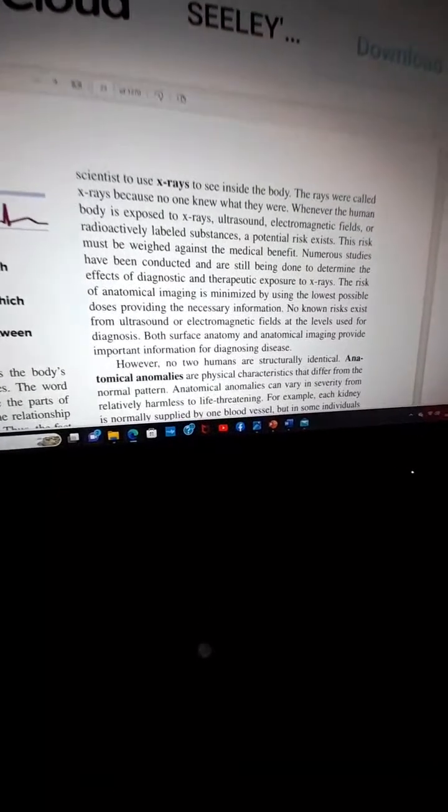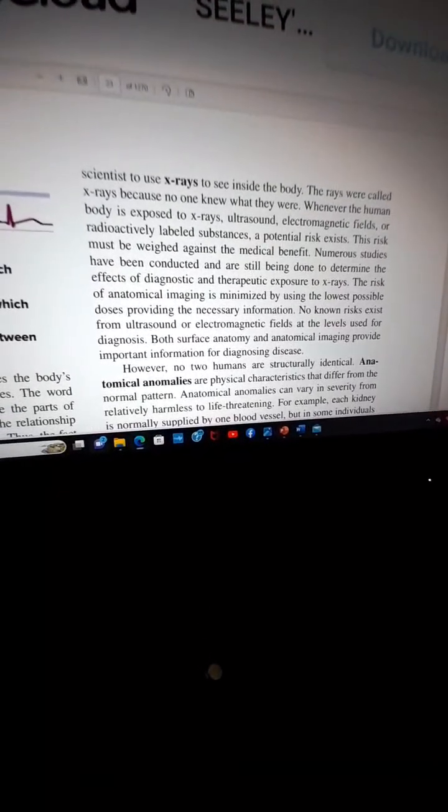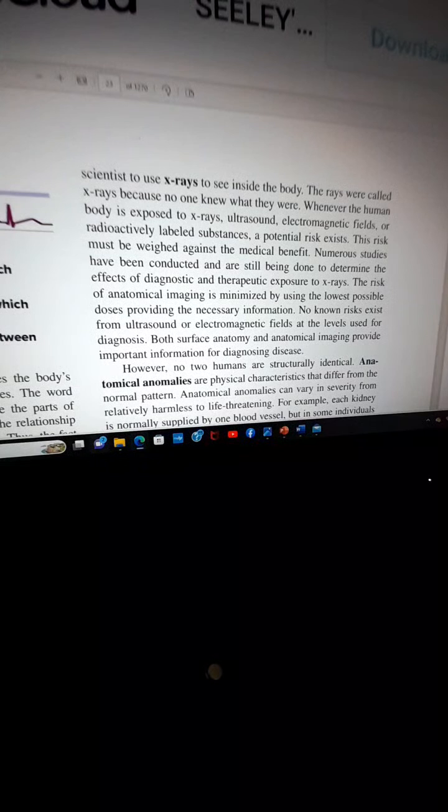He became the first scientist to use X-rays to see inside the body, right? So now I have to remember that Röntgen, 1892, he was the first scientist to use X-rays inside the body.